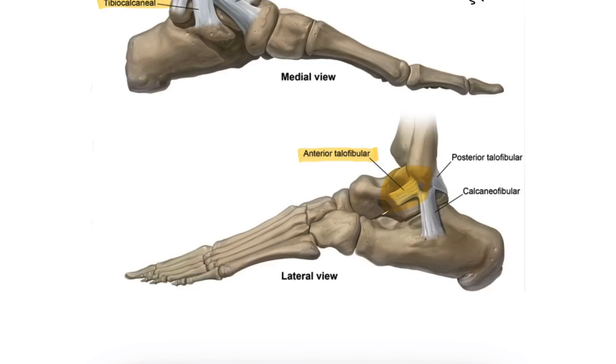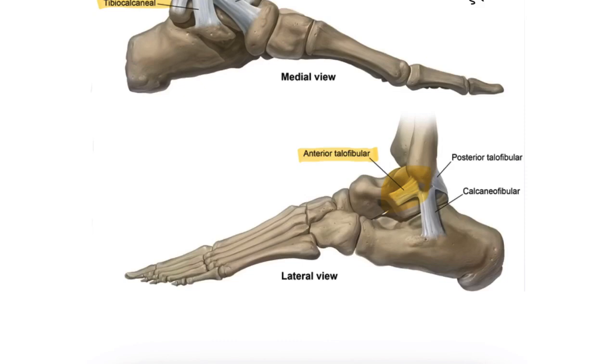High ankle sprain involves the anterior inferior tibiofibular ligament. The mechanism is external rotation and dorsiflexion. The symptoms are pain above the ankle and pain with the squeeze test. We compress the tibia and fibula, and then the patient will get more pain.